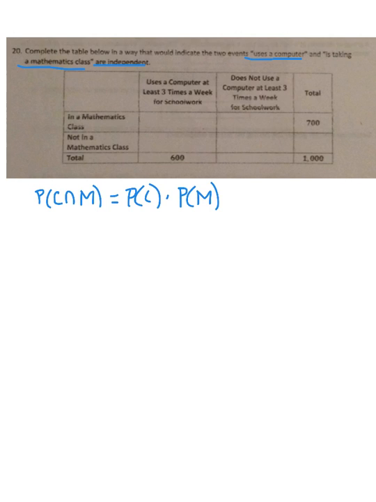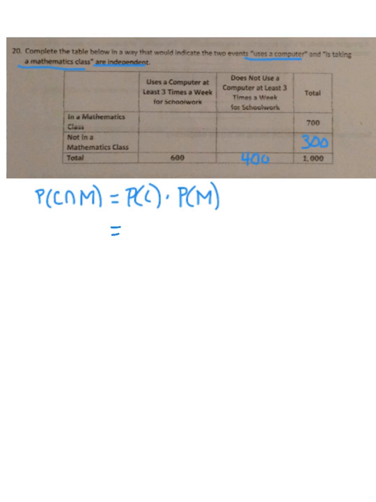Okay, so let's see what I do know in the chart. Well, I know that this box has to be 300, right, because it's got to add up to 1,000, and I know that this one is going to be 400, and after that I'm stuck. I don't have enough stuff here. But I do know, again, that it is independent. So I don't know the probability of C and M, which is over here on the left, but I can figure out the probability of C and the probability of M because I think I have enough information there. So let's look at that.